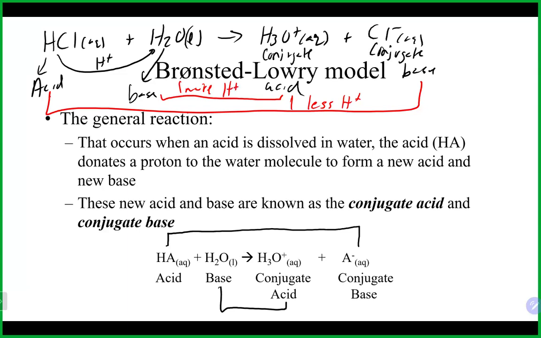So if you have something that you're asked, like, are these guys pairs, and the difference is more than one H plus, they are not pairs. So it can only be one H plus for them to be pairs in this case.